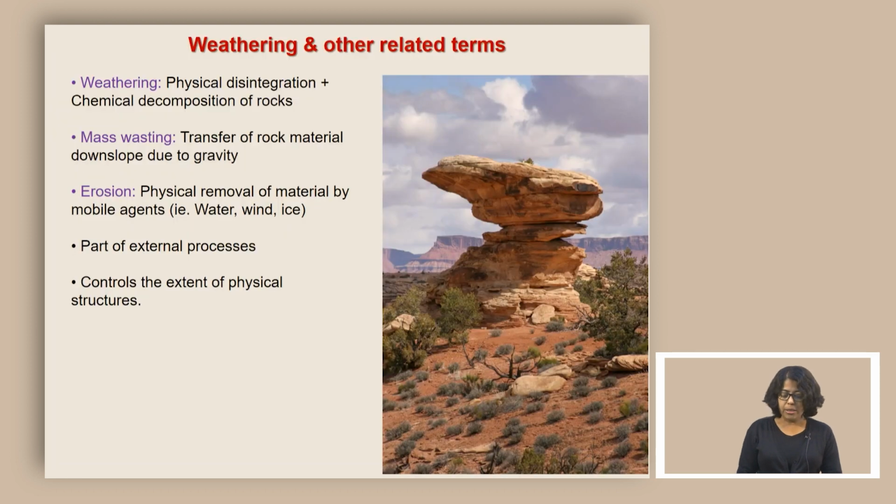So, now let us take a look at weathering and other related terms. We are going to define them and then look closely into how they are operating on the earth's surface. Weathering includes physical disintegration and chemical decomposition of rocks. The second term that we are going to use is mass wasting, which means transfer of rock materials downslope, primarily due to gravity. But another type of transfer can also happen through erosion, which basically means physical removal of material by mobile agents and basically transporting them. It can happen through water, wind, ice, any of these things.